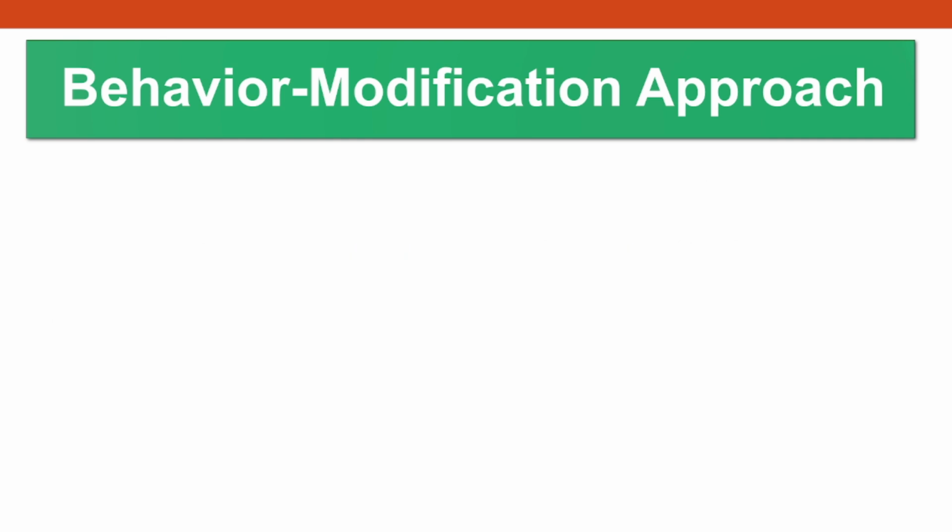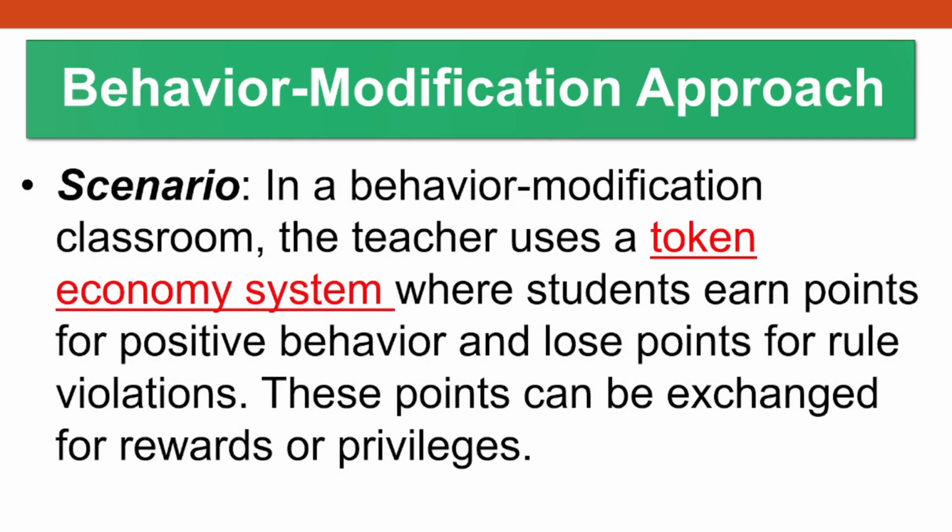Let's look at this sample scenario. You implement a token economy system where students earn points for positive behavior and lose points for rule violations. These points can be exchanged for rewards or privileges, creating a clear link between behavior and consequences.